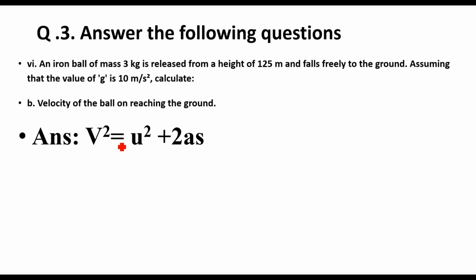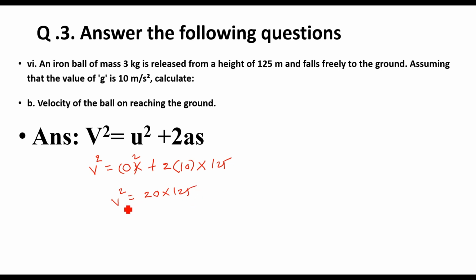To calculate velocity, we have the formula v square equal to u square plus 2as. Then you will get the velocity v square. U is the initial velocity, which becomes 0 square, and this is plus 2. A is nothing but g, that is 10, and our displacement is the height we calculated, 125. So this is going to be v square, and this 0 square is 0. This is 20 into 125.